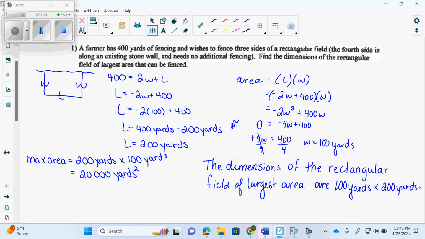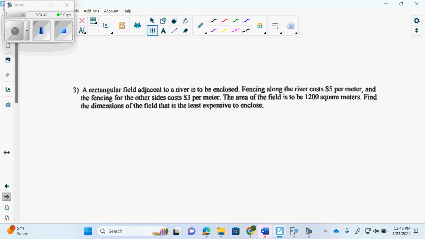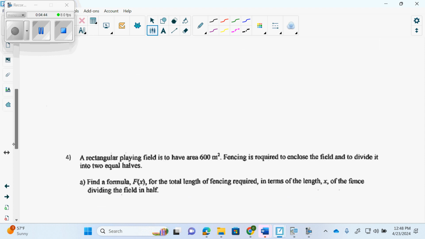All right. So that's a farmer question that you could do. We're going to flip to number 4 next. It's kind of like a farmer question. I'm not going to do this part. We're going to ignore this part. We're just going to treat it like it's a normal question.